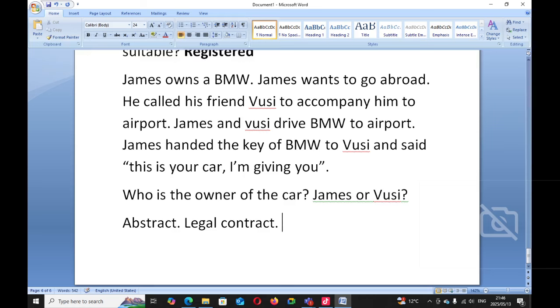Another thing is that according to the Traffic Act, you must change the papers of the car. There are no papers that have been changed. So it means that Vusi is not the owner. James remained the owner of the car. Even though he showed the intention, intention without a legal contract is hard to prove. So if he wants to donate the car to Vusi, he will have to change the papers of the car to prove that Vusi is now the owner, and also have a contract that shows it. Without a contract, the physical handing over of the key and the intention to donate doesn't mean that the person has lost ownership. So don't forget about it.